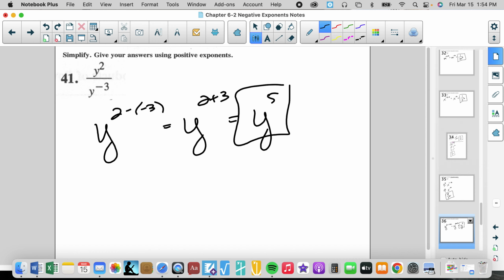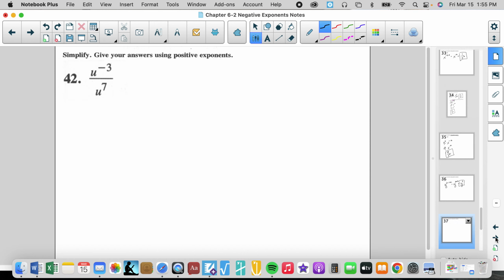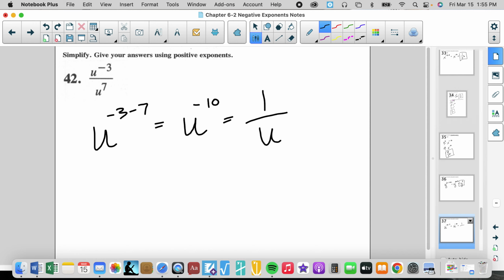So you notice each time I'm looking, am I multiplying? Am I dividing? Do I have a power of a power? Those are the 3 skills that we're working on in this chapter. We are dividing, so we are going to subtract their exponents. You get u to the negative 10, which equals 1 over u to the 10th.